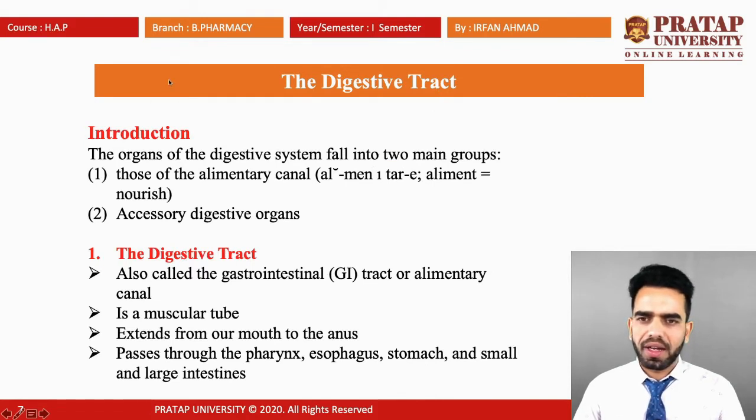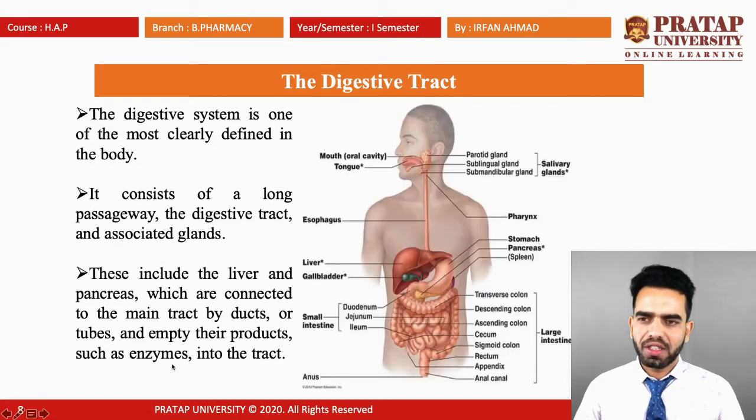Now, the digestive tract, which we will have to study in detail. So the digestive system falls into two main groups. One is the alimentary canal, and second is accessory digestive organs. Okay, so one digestive tract is also called the gastrointestinal tract, or alimentary tract or alimentary canal. Okay, so digestive tract is a long muscular tube that starts from the mouth, ends at the anus, and it passes various organs like pharynx, oesophagus, stomach, small intestines and large intestines.